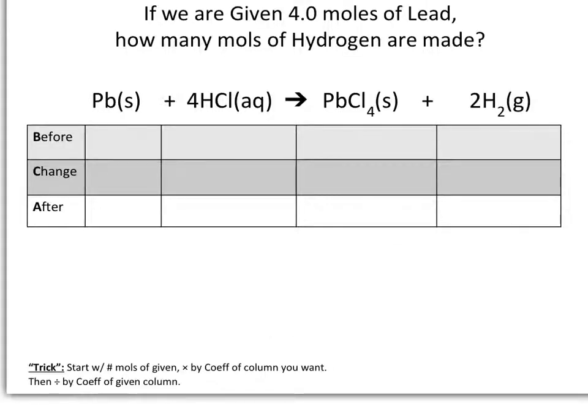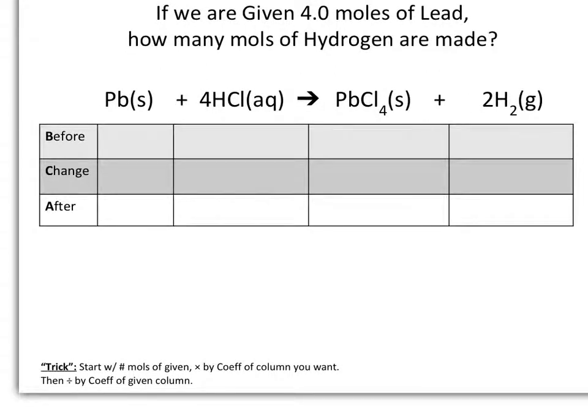So in this case here, you can see we're given 4 moles of lead. How many moles of hydrogen are made? Now what's nice is that the equation is already written and balanced for you. So just know that it won't always be written for you and or balanced, so always make sure that you have a balanced equation before you start.